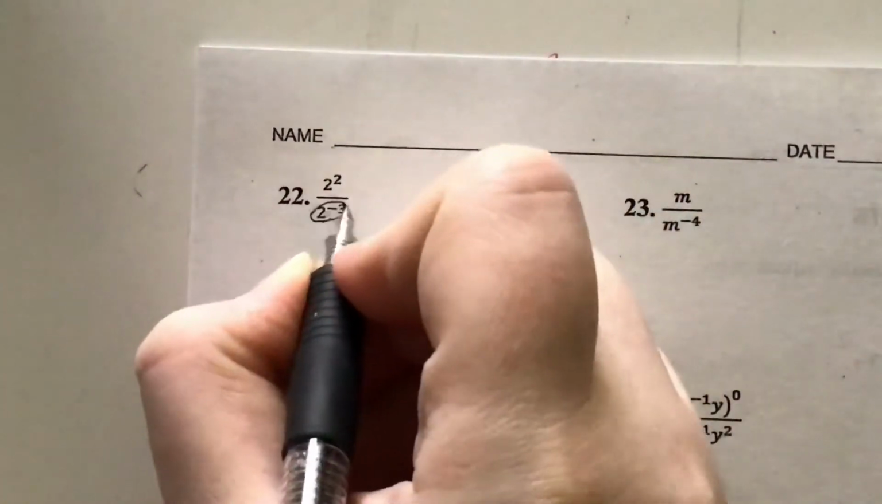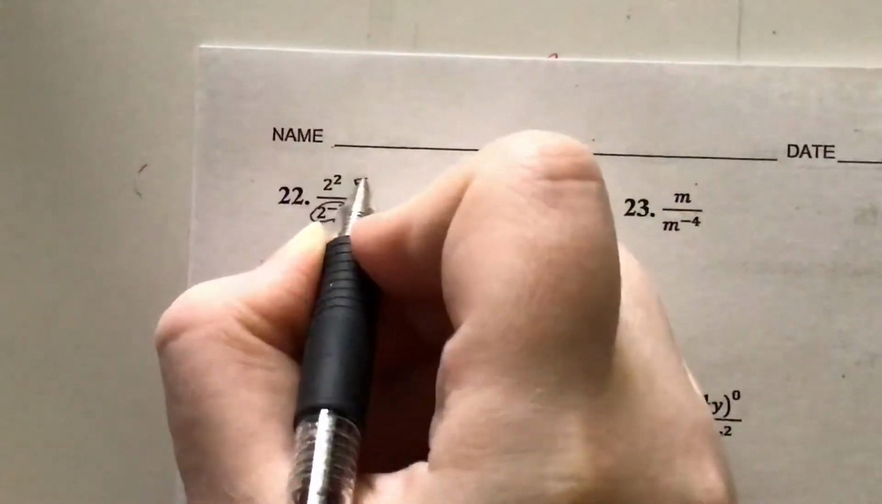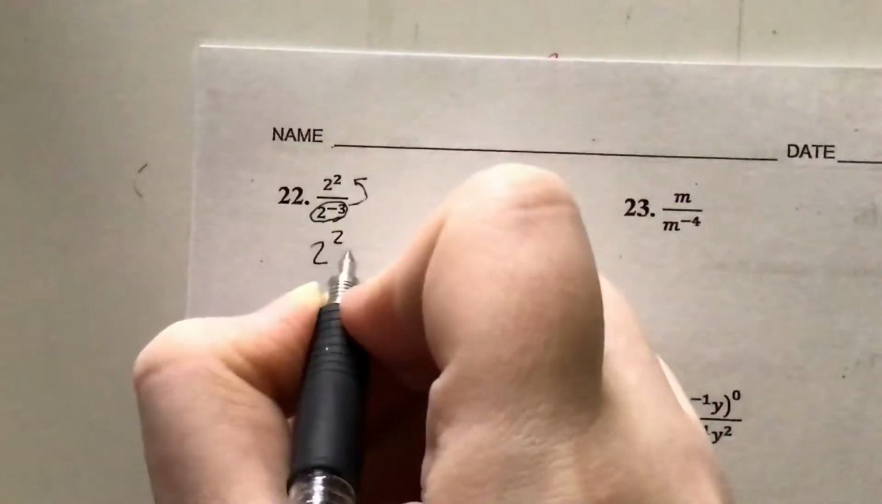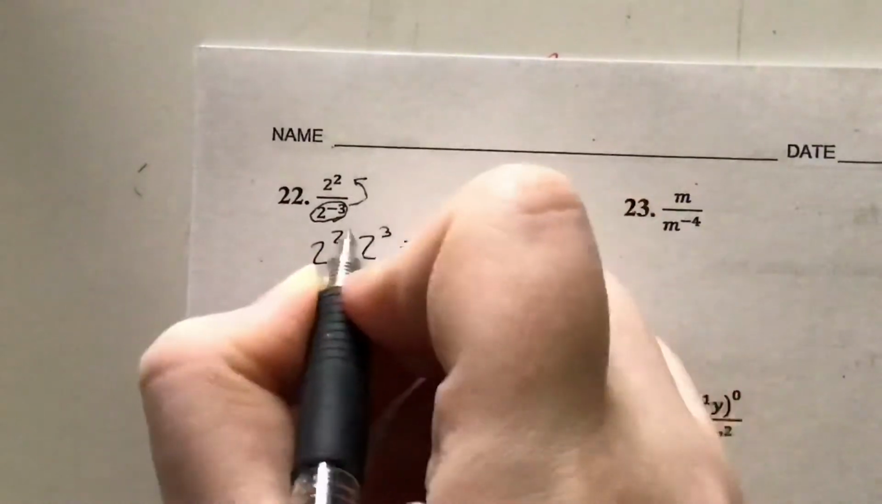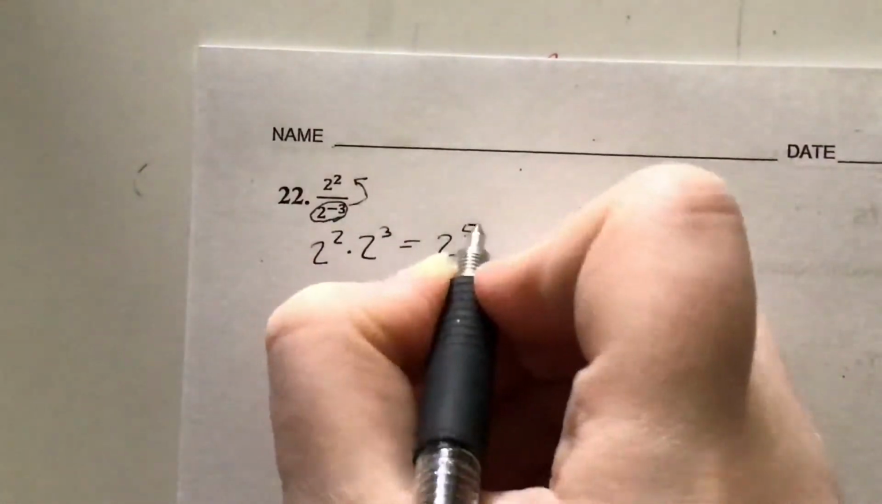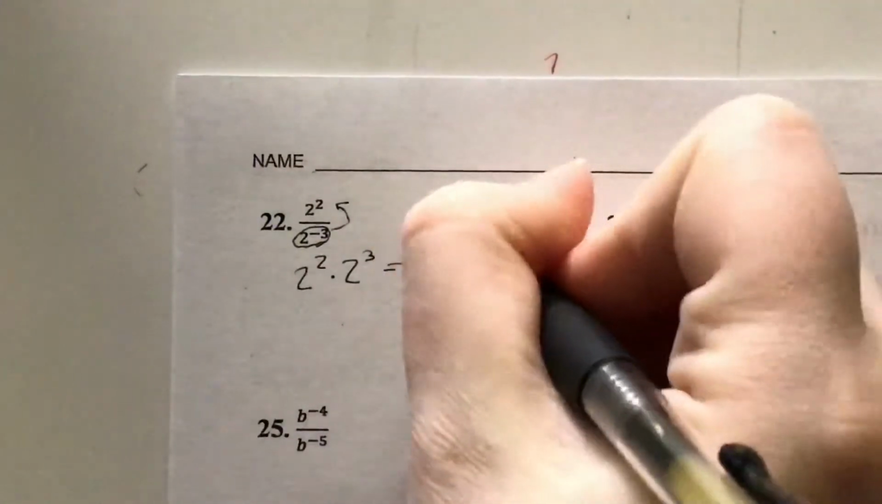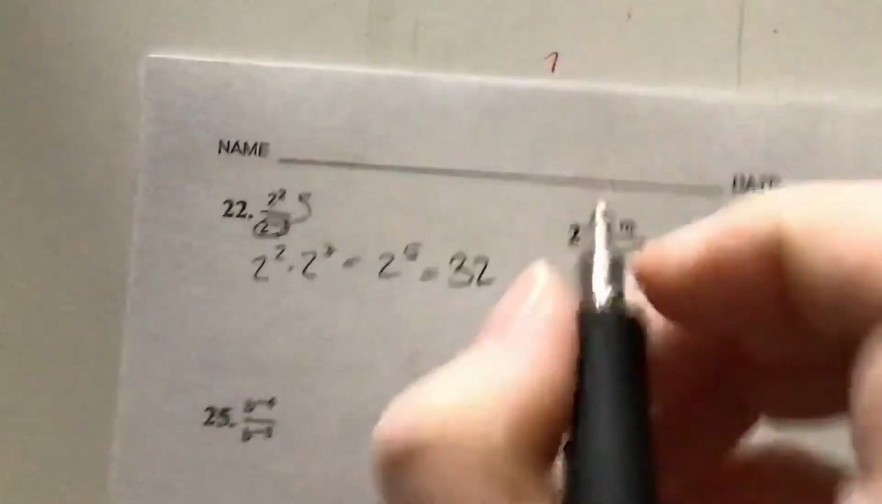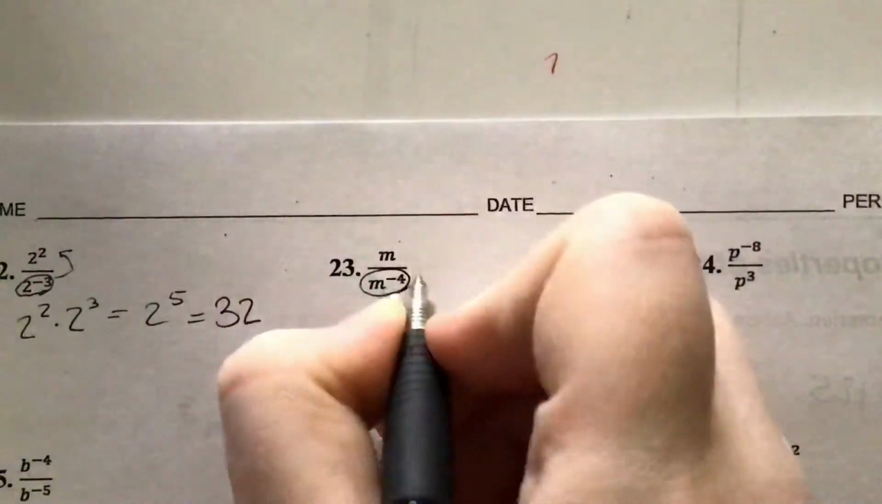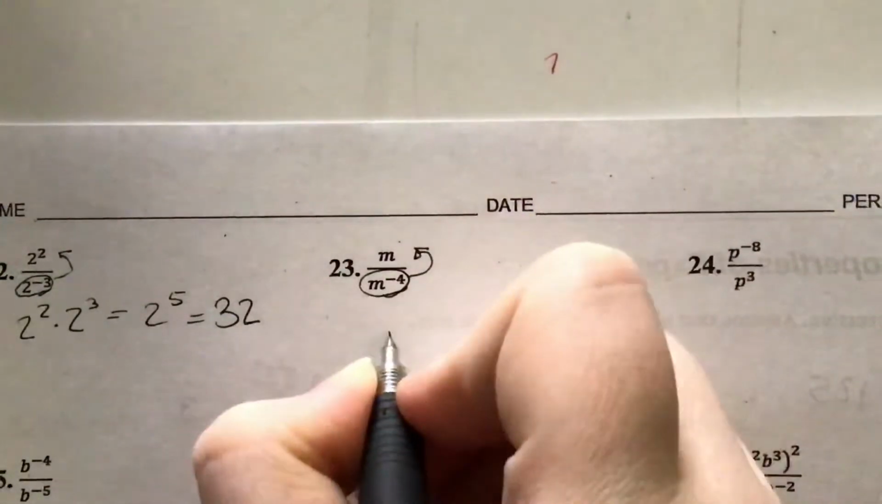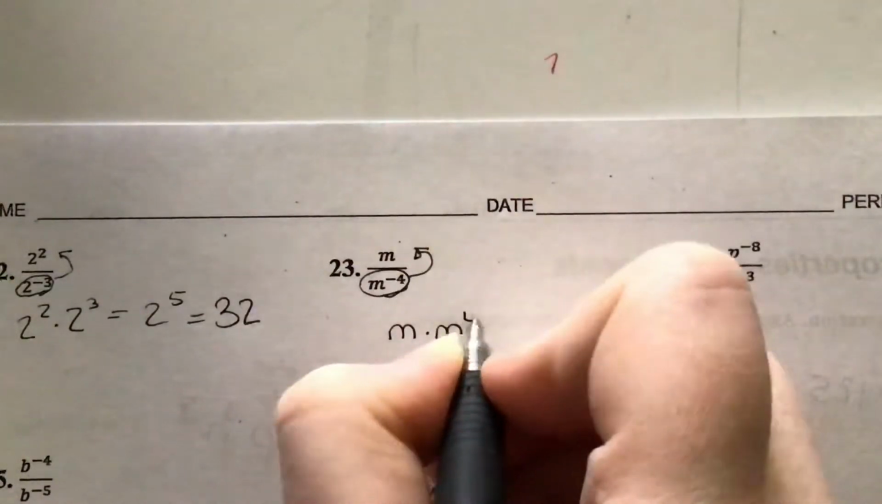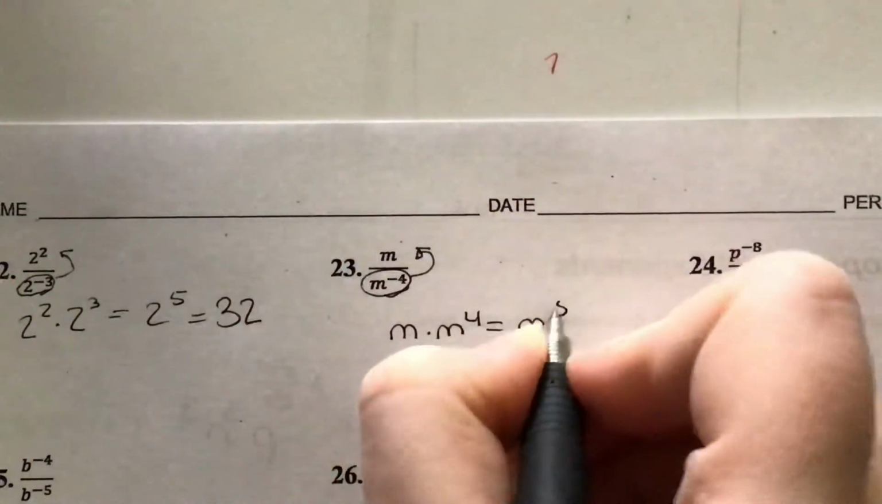So 22. Negative exponent, cross the line, change the sign. So this becomes 2 squared times 2 cubed. 2 and 3 makes 5, so 2 to the 5th power is 32. God, brain fart. All right, for m, cross the line, change the sign. So m times m to the 4th is m to the 5th.